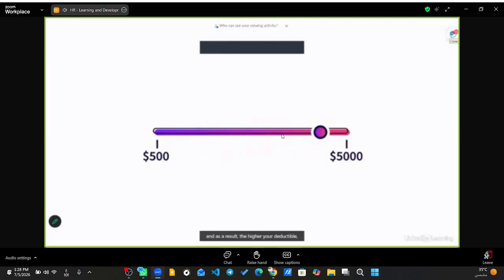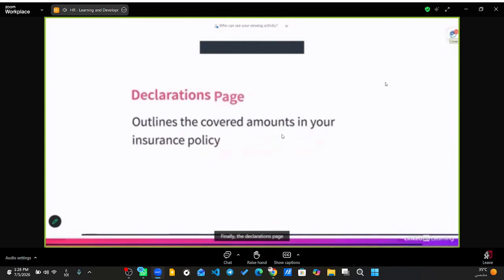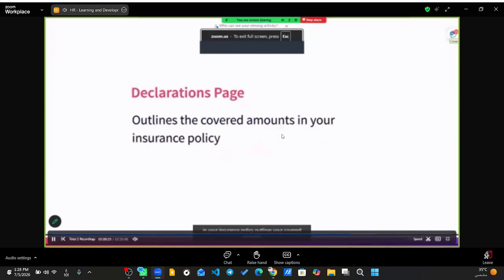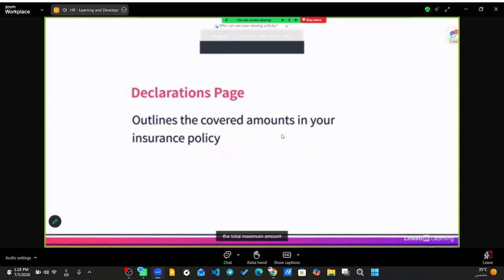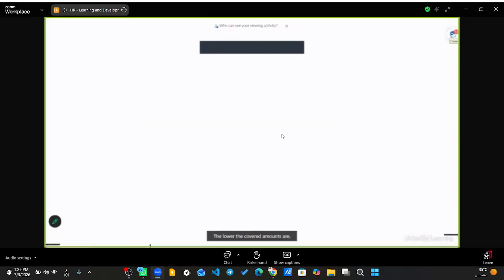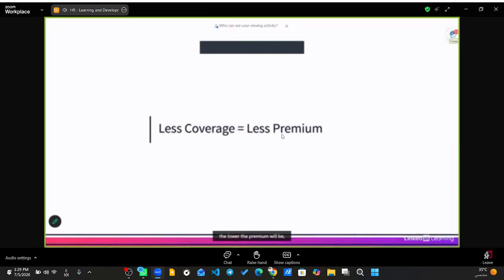And as a result, the higher your deductible, the lower the premium will be. Finally, the declarations page in your insurance policy outlines your covered amounts, the total maximum amount that the insurance company agrees to pay if a major accident causes huge damage to your property. The lower the covered amounts are, the lower the premium will be, because the lower the insurance company is on the hook for in the event of a fire, a flood, or a tree fall.